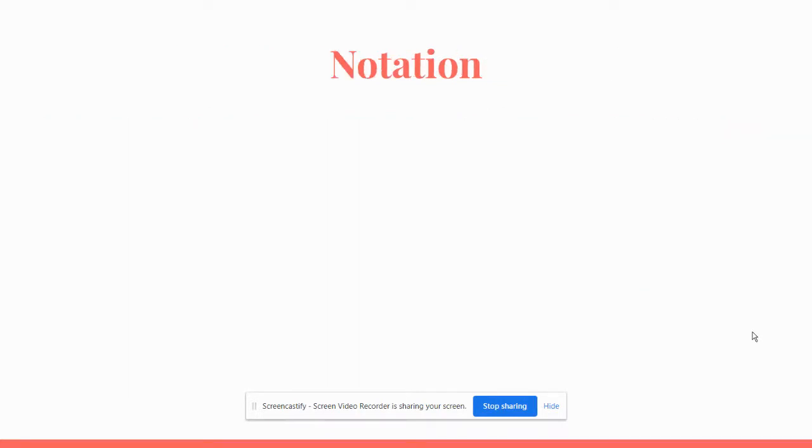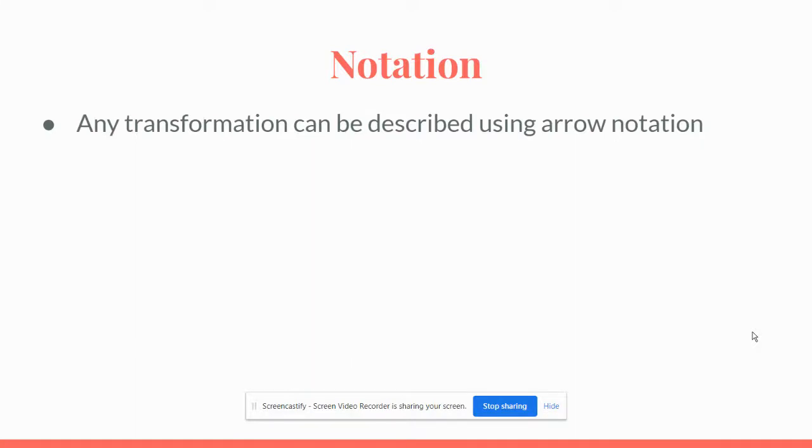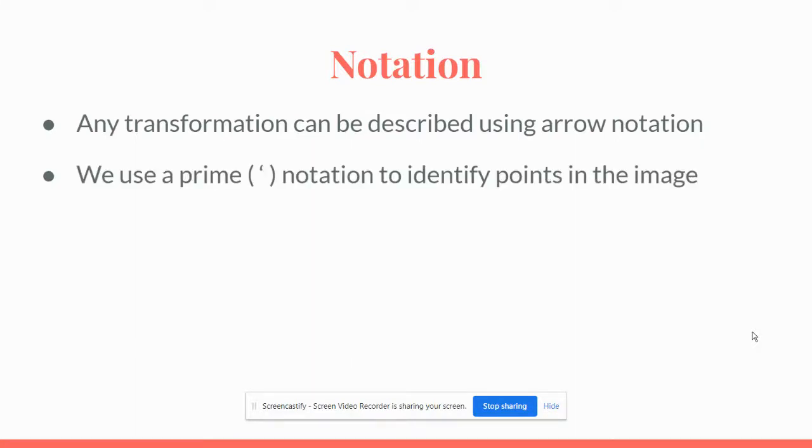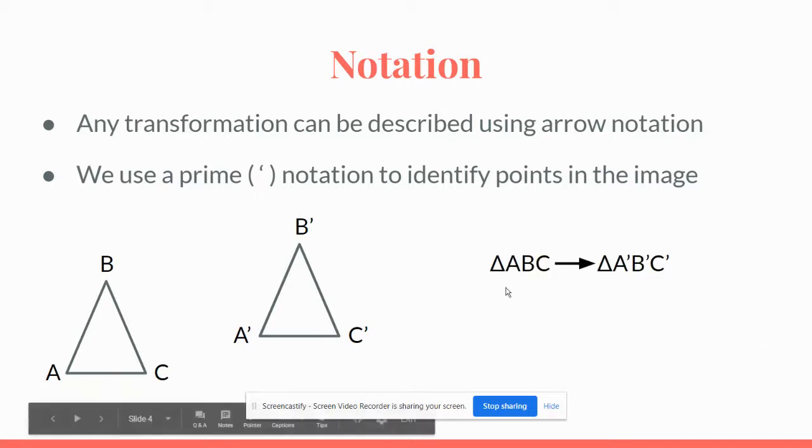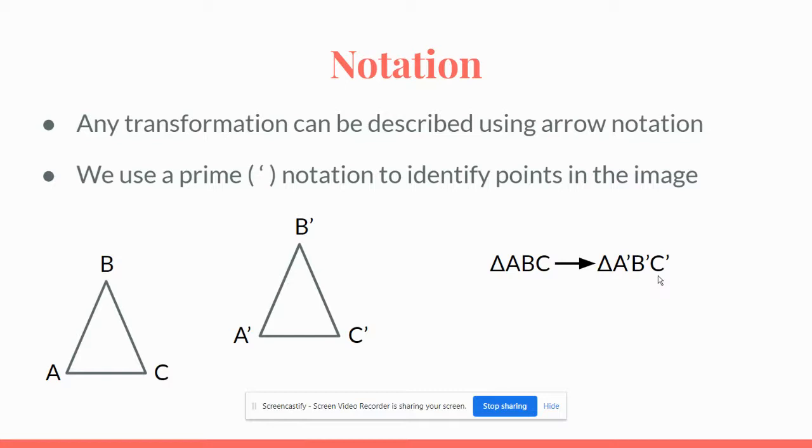So some notation that we need to talk about. We're going to be using what's called arrow notation, and we're also going to use a prime to identify our image. So if this triangle ABC is my pre-image, triangle A prime, B prime, C prime is my image, and this notation here shows that triangle ABC is being transformed into triangle A prime, B prime, C prime. And the more that we practice with this, the easier it will get.